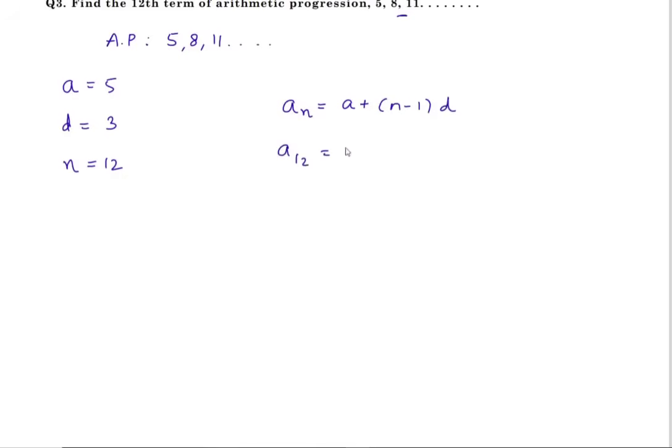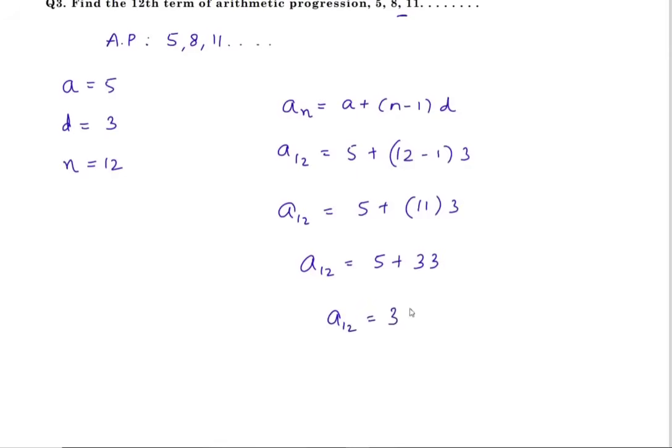a12 equals, what is the value of a? 5 plus 12 minus 1 into d, what is d? 3. a12 equals 5 plus 12 minus 1 is 11 into 3. a12 equals 5 plus 11 into 3 is 33. Now a12 equals 5 plus 33 is 38. Very simple 2 mark question, repeated concept.